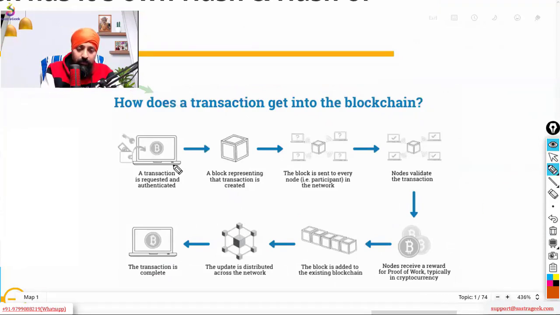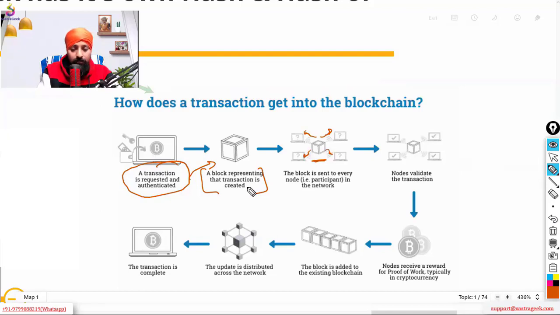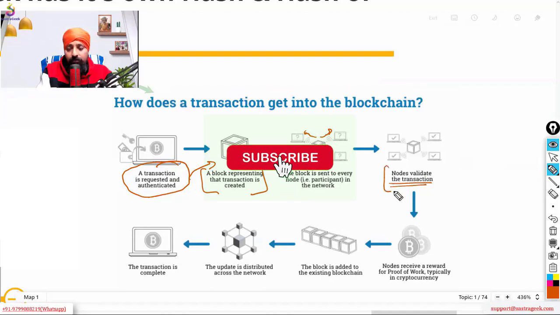Let's see quickly. So what happened? Let's say a transaction has been authenticated, and then when it's authenticated, it will go into the block representing the transaction has been created. This block is right now not the confirmed block, the hash has not been created. The transactions are coming in. It will be sending the data to nodes. This transaction has been done, and then these nodes would be validating the transaction, whether this transaction is correct or not.